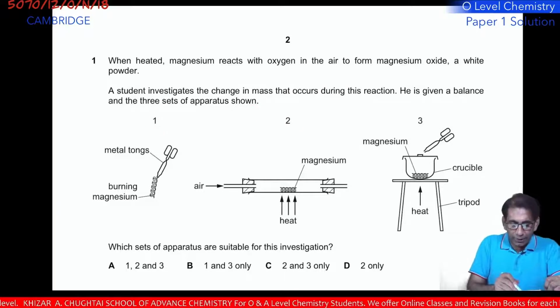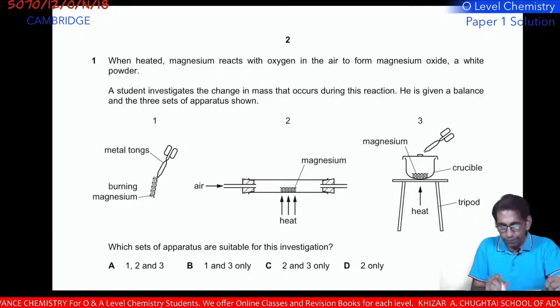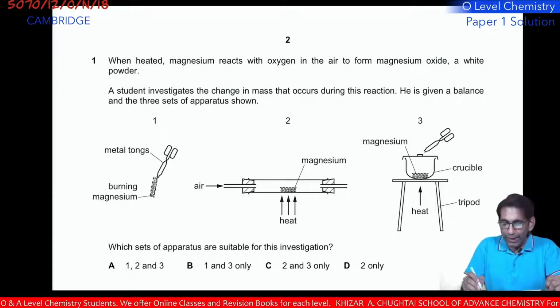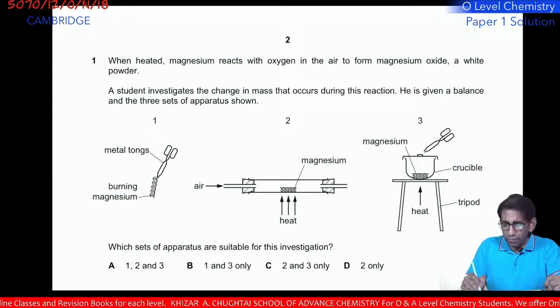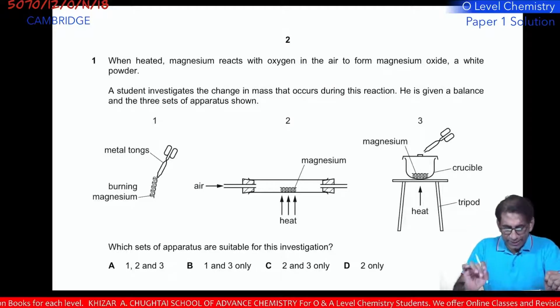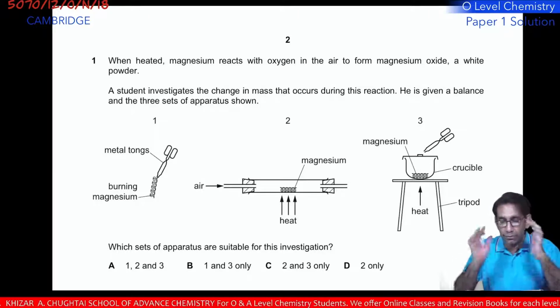In set number 1, there is a metal tongs. There is a burning magnesium, that is a magnesium ribbon. In the second case, here is a bidirectional tube with the magnesium ribbon, and there is a heat source. In the third one, this is the crucible with a lid, the metal tongs, tripod stand, and heat source. So the question is, which sets of apparatus are suitable for this investigation?